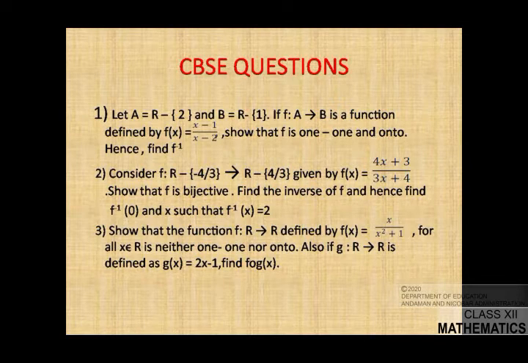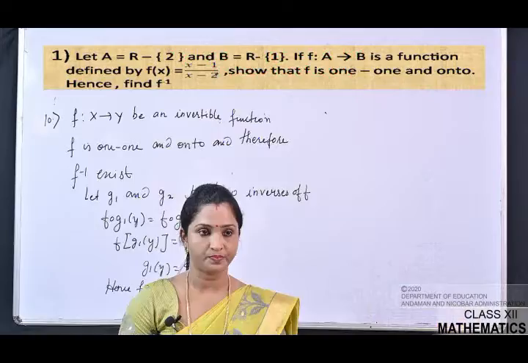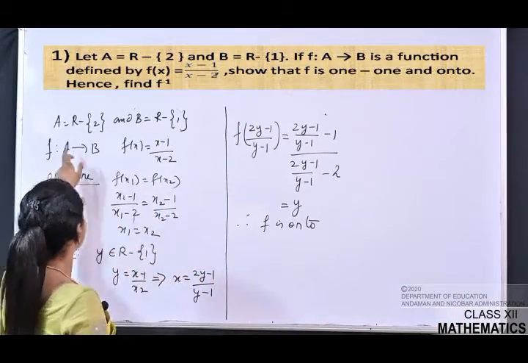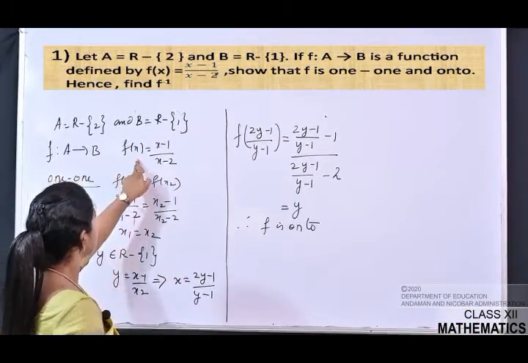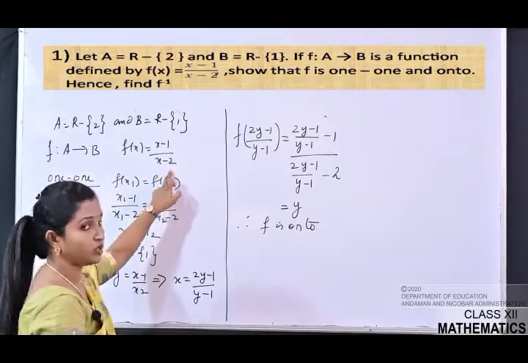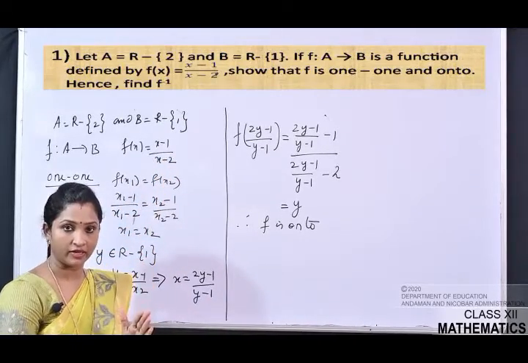You have to prove that f is one-one and onto. I have already done many questions in which I explained how to prove a function to be one-one and onto. So first you have to prove the function is one-one and onto. And once you have shown it is one-one onto, from onto itself you will get the inverse. I will show you how the inverse is found. See this question. f is a mapping from A to B, f(x) is equal to (x minus 1) by (x minus 2). You have to show that the function is one-one and onto.